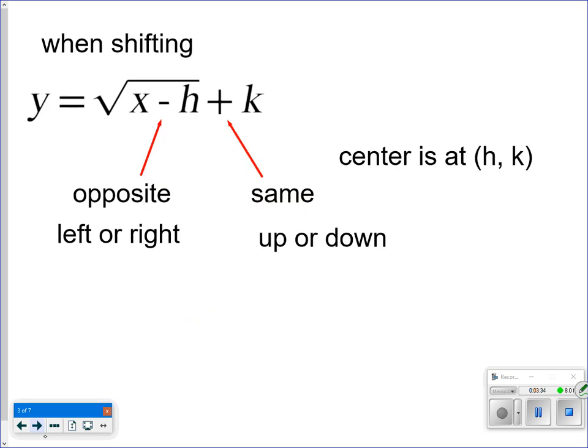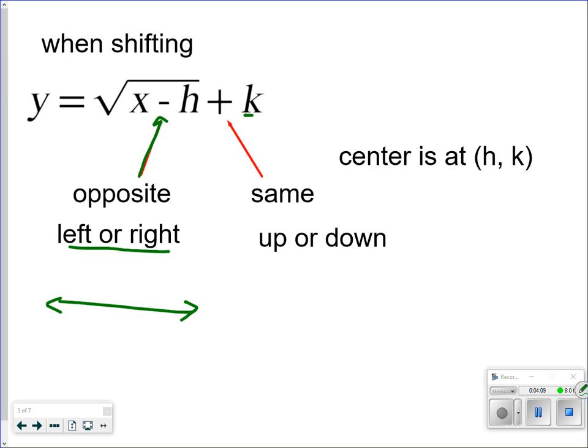Okay, now when you do your shifts, if you see a number with the x underneath the square root sign, we are going to move this to the left or to the right, but you need to remember to do the opposite of whatever the sign says. So anytime you have something inside the square root sign with the x, remember, that goes this way on your graph. So that says you're going to go to the left or to the right. Do the opposite of what it says.